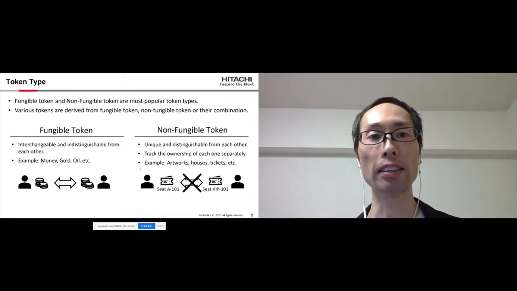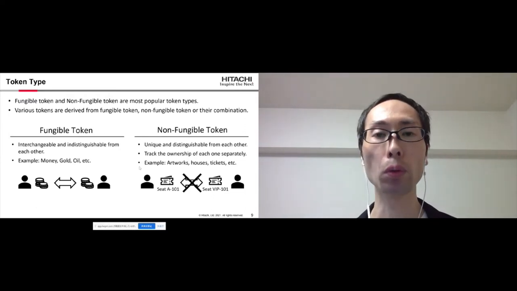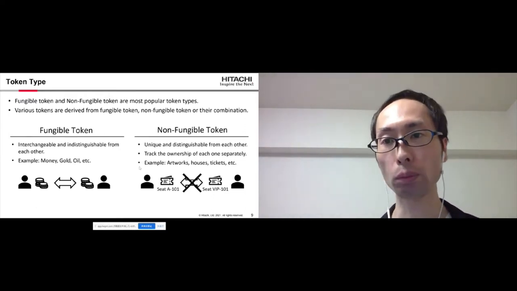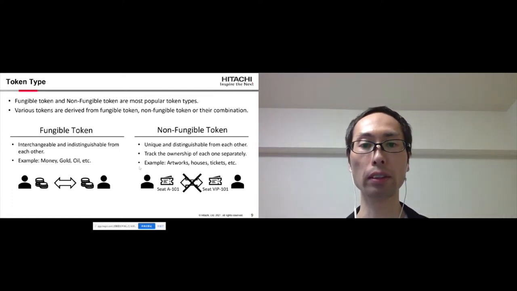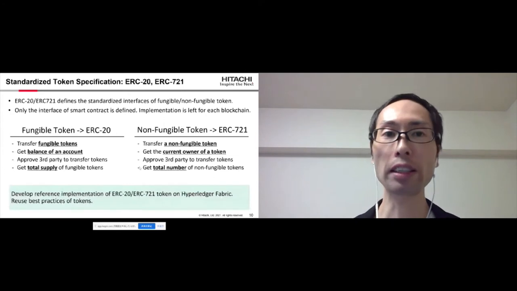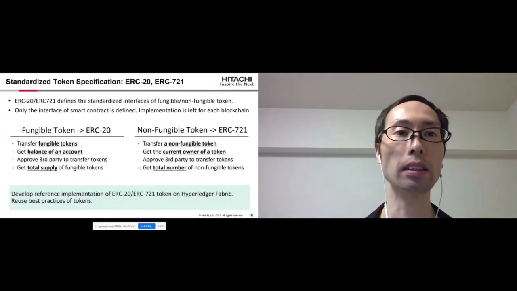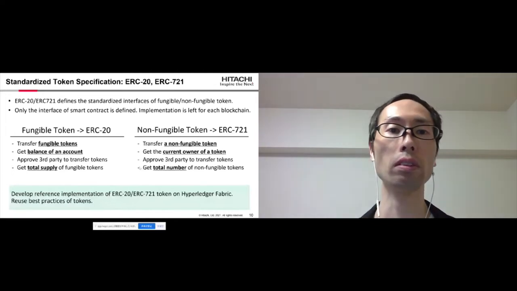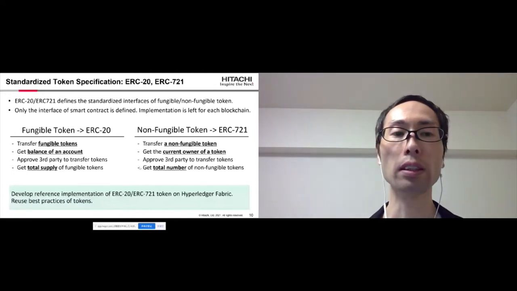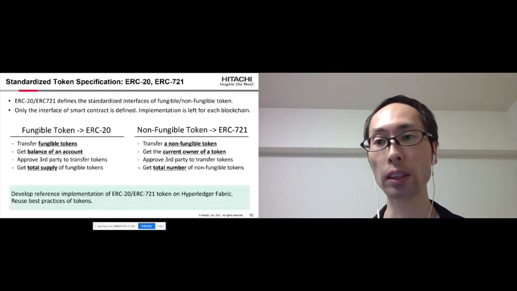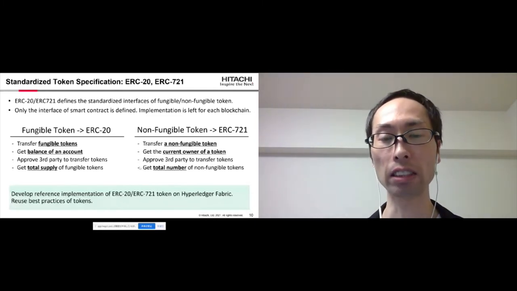Various tokens are derived from fungible token or non-fungible token. And some tokens are a combination of these two tokens. In Ethereum, there are standardized token specifications for fungible tokens and non-fungible token. ERC20 is the interface for fungible token, and ERC721 is the interface for non-fungible token.